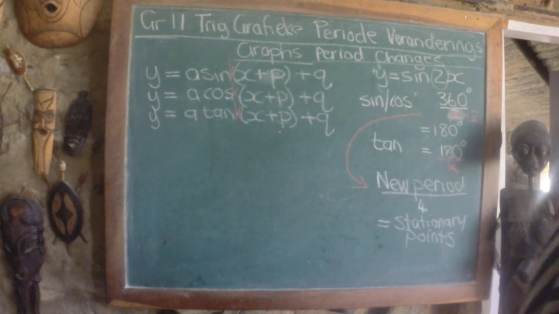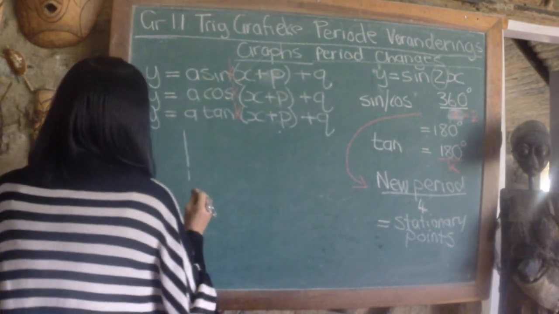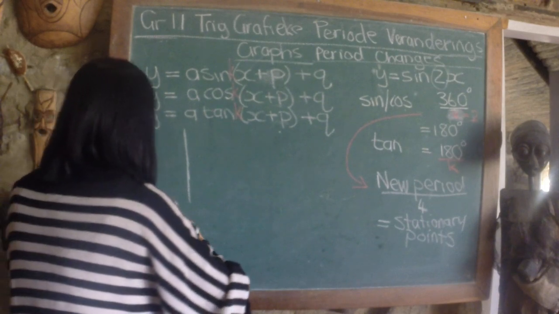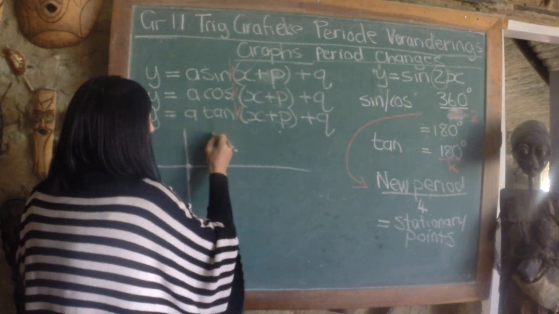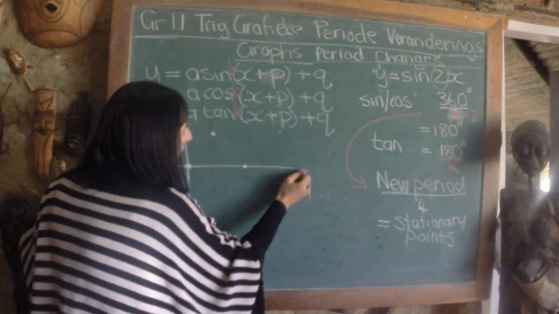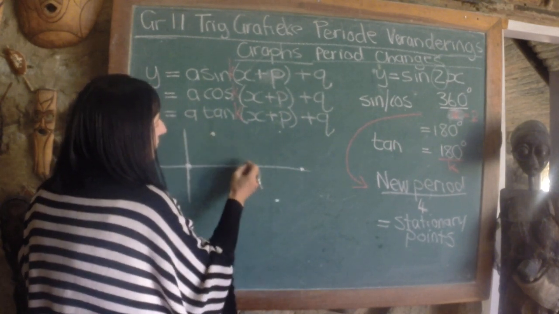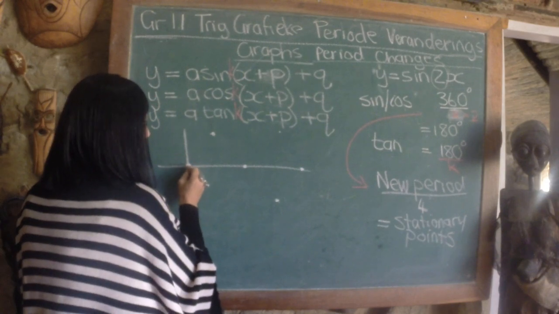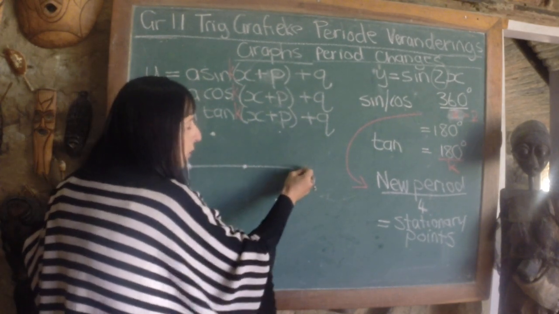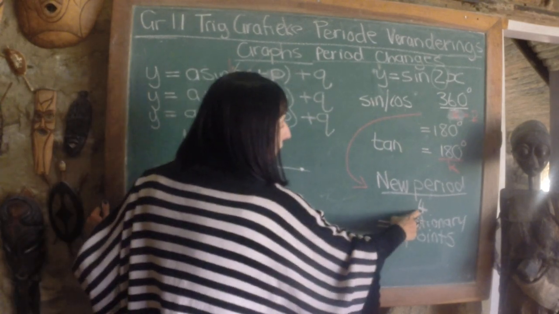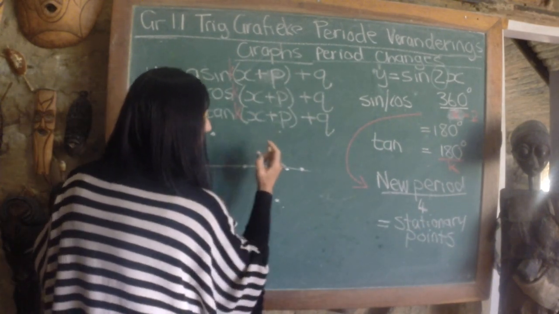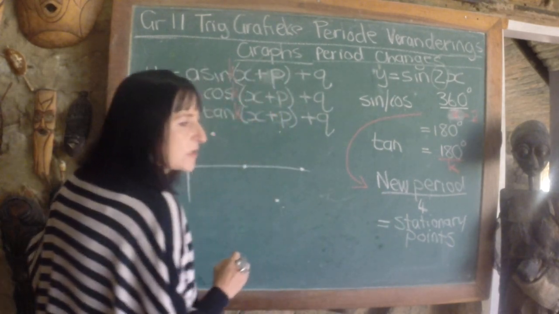In the normal mother graph, if I drew a normal sinus curve, I made there a point, there a point, there a point, there a point, and there a point. It's 1, 2, 3, 4, 5, but from 0 it's 1, 2, 3, 4. So I'm dividing the whole cycle now in 4s, 1, 2, 3, 4, to get the new stationary point.